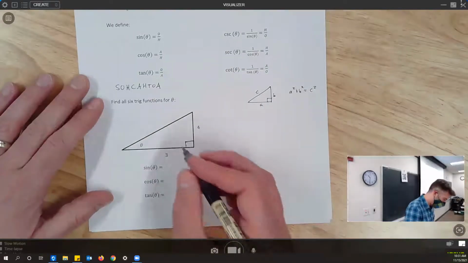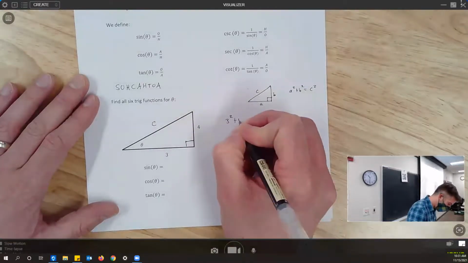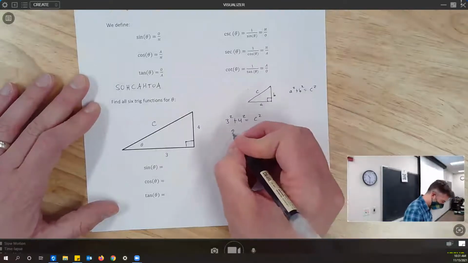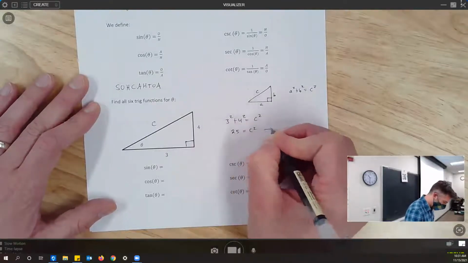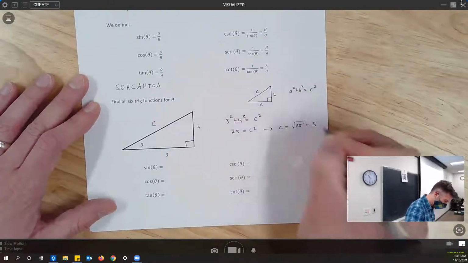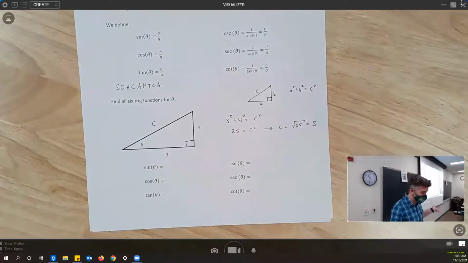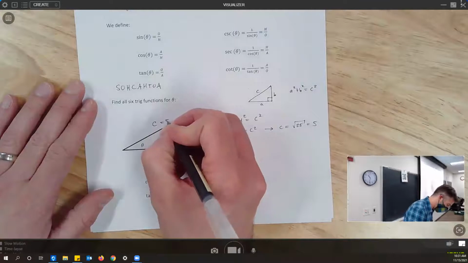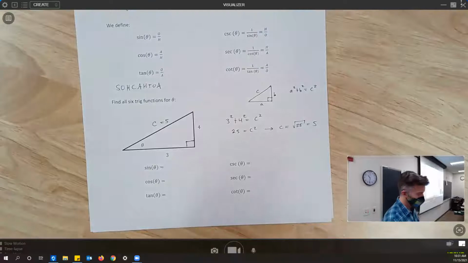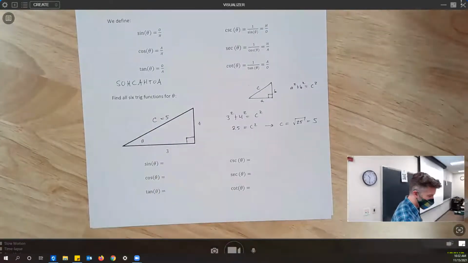So for this triangle, I want to find the hypotenuse. I'm going to have 3 squared plus 4 squared equals C squared. 9 plus 16 is 25. So C is going to be exactly the square root of 25, which is 5. Not plus or minus, because we're measuring a length here. It shouldn't be negative. So C is just going to be positive 5. And now we can use that to find sine, cosine, tangent, all the trig functions of this angle here.